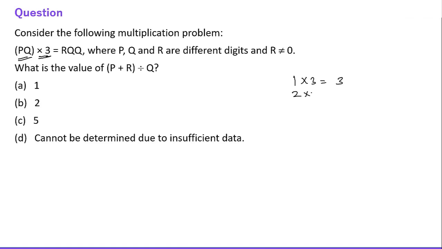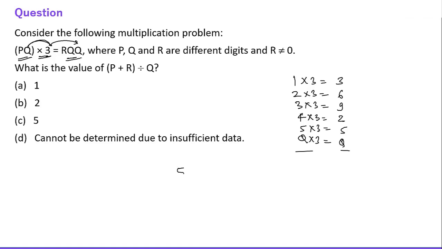And 2 into 3 will give you 6 as unit. 3 into 3 will give you 9 as unit. 4 into 3 will give you 2 as unit. And 5 into 3 will give you 5 as unit, right? So see, this is Q into 3 will give you Q as unit, right? Clear.